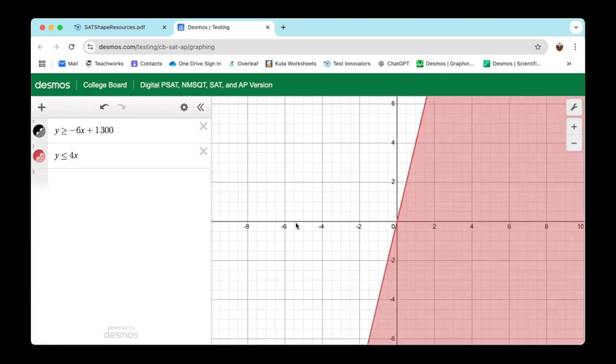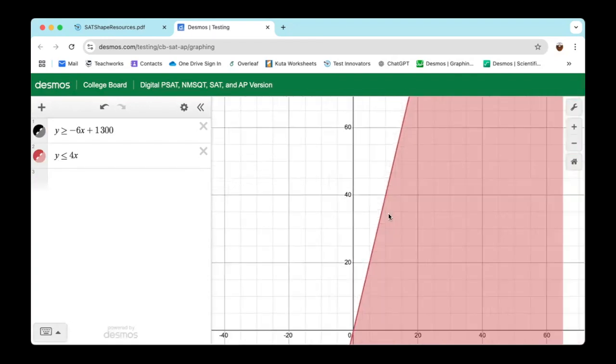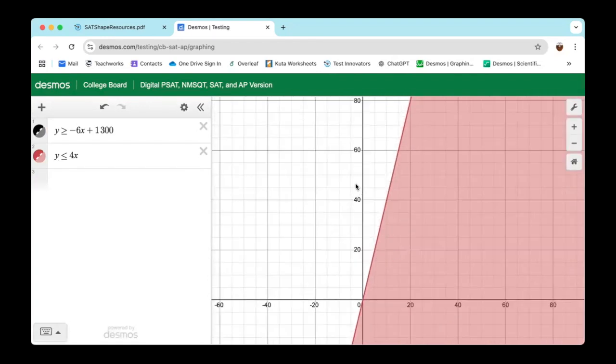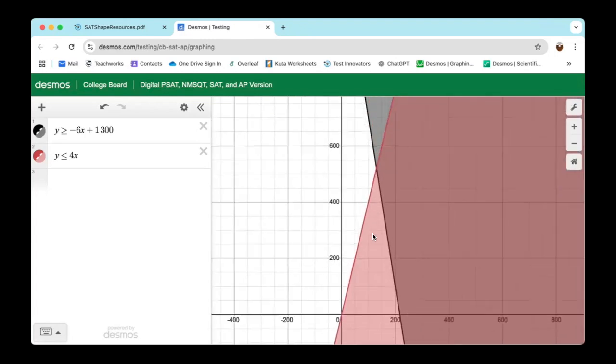So now another thing, you want to make sure you can see everything. So just kind of like zoom out. There we go. Okay. So the one line we were graphing, the gray is the solution region. The other one, like the lighter red is. So the combination of colors, the double shaded region, that's what we call the solution region.